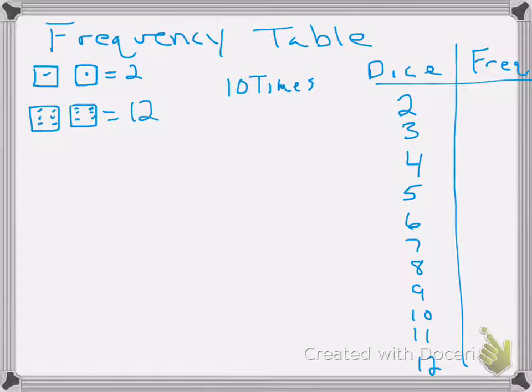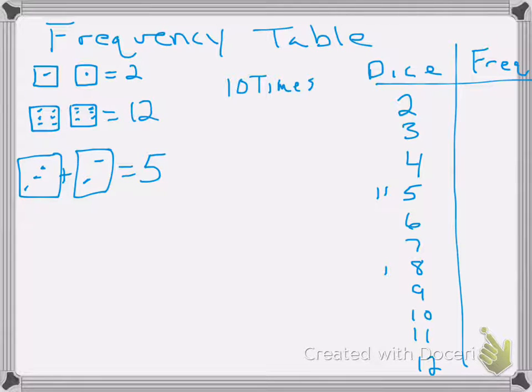I got a 3 and a 2. So what you do is you just add those together and you get what you rolled, which in this case is a 5. So I'm going to put over here that I got a 5 once. So I'm just going to put a little tally mark. All right. Now I got an 8 that time, so I'm going to put a tally mark off to the side. I got a 5 again, so I'm going to put a tally mark.